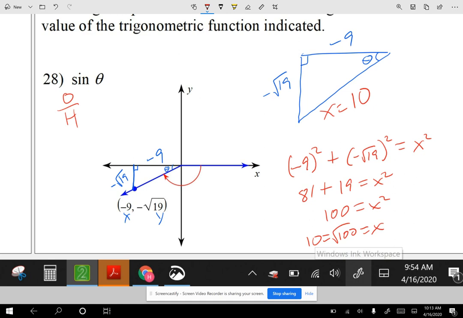I need opposite over hypotenuse. Remember, opposite is the side that is far away from the theta. So negative radical 19 over 10. Bring the negative to the front of the fraction. I'm going to go radical 19 over 10. It's okay to have a radical on top. So the way we're going to type this, we're going to go the negative radical 19 over 10.